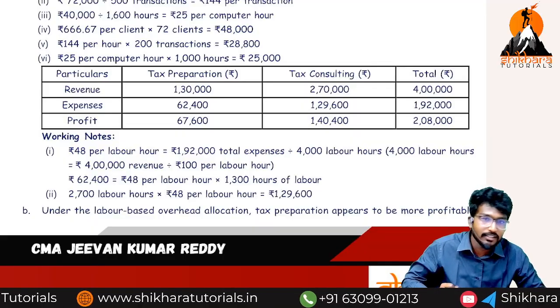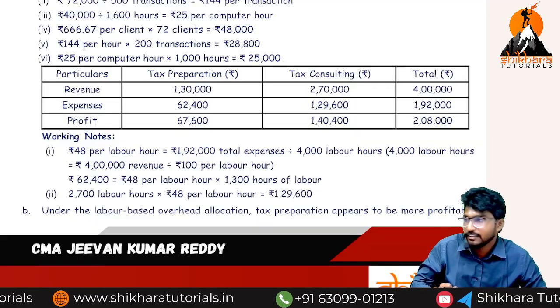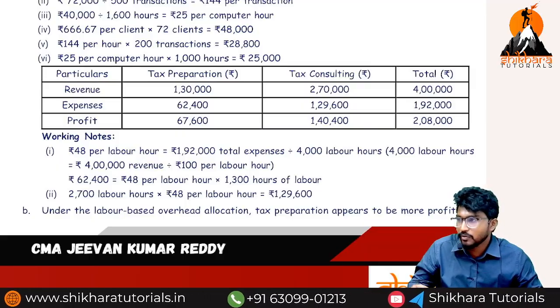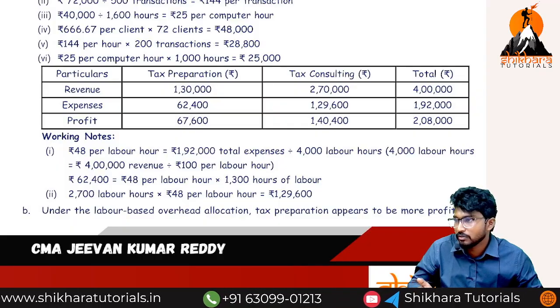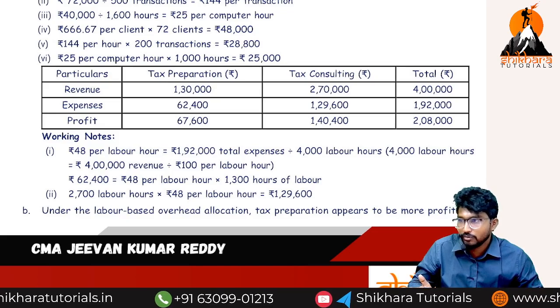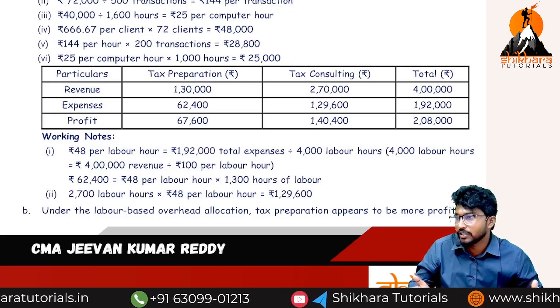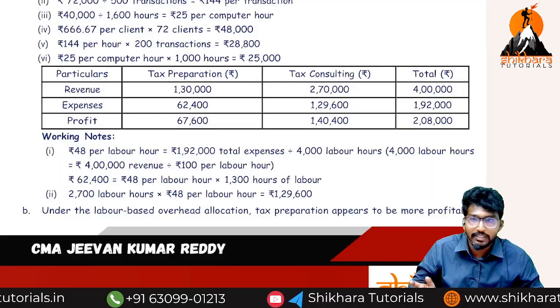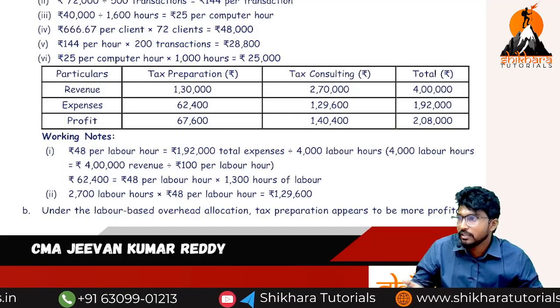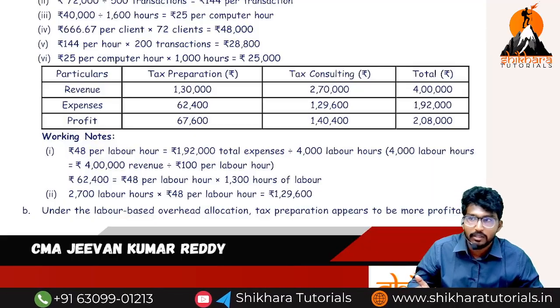So whatever problems are left, we will do one or two problems tomorrow. I will give you one problem which will cover all the points from activity based costing, and we will discuss some theory questions as well. Later on we will move to the next chapter, marginal costing.